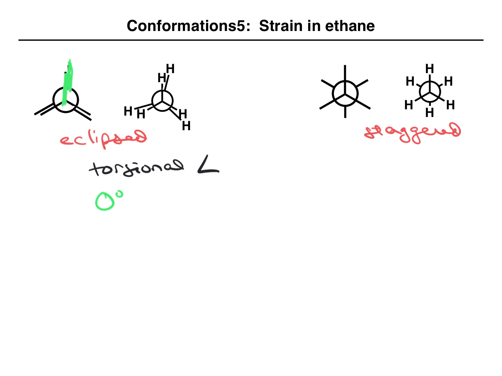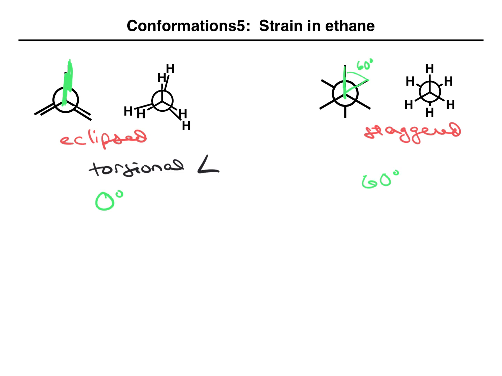Over here, if we are looking at this bond compared to this bond, here we have an angle of 60 degrees, right? Because going all the way around the circle would be 360 degrees, so 1/6 of the way would be 60 degrees. So an eclipsed conformation has a torsional angle of 0 degrees. A staggered conformation has a torsional angle of 60 degrees.